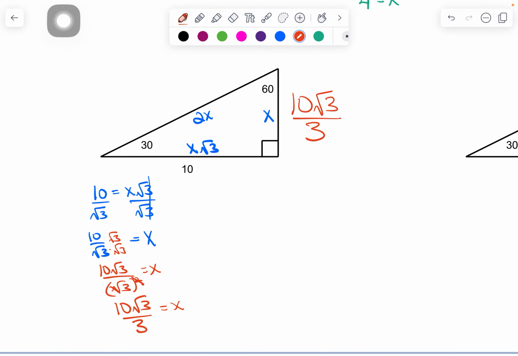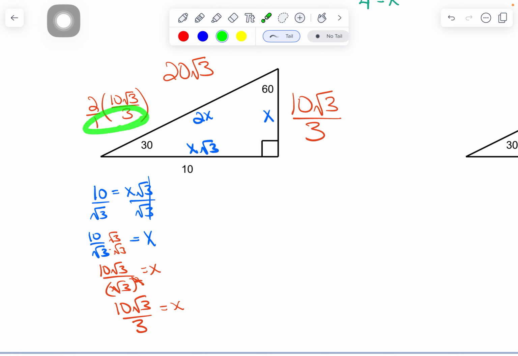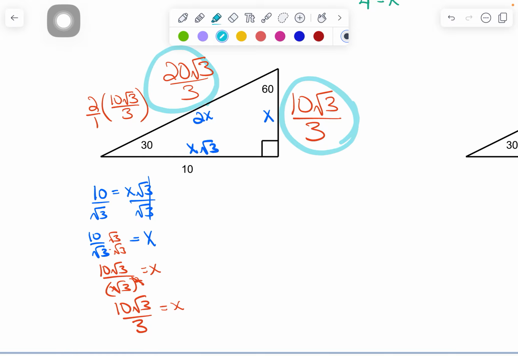But then for the hypotenuse, what I want to do is take that value for x, and I want to multiply it by 2. Now, this 2 right here, if you want to write it as a fraction, remind yourself, that's over 1. So that means we're going to take 2 times 10 root 3. That would be 20 root 3. And I need to take 1 times 3 for the denominators, which means I'm going to get 3 there. Be careful that you don't multiply the 2 times both the top and the bottom. That's not how multiplication of fractions works.